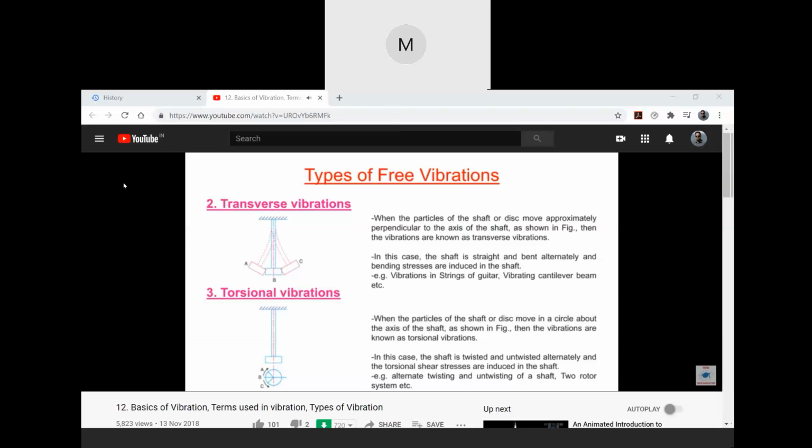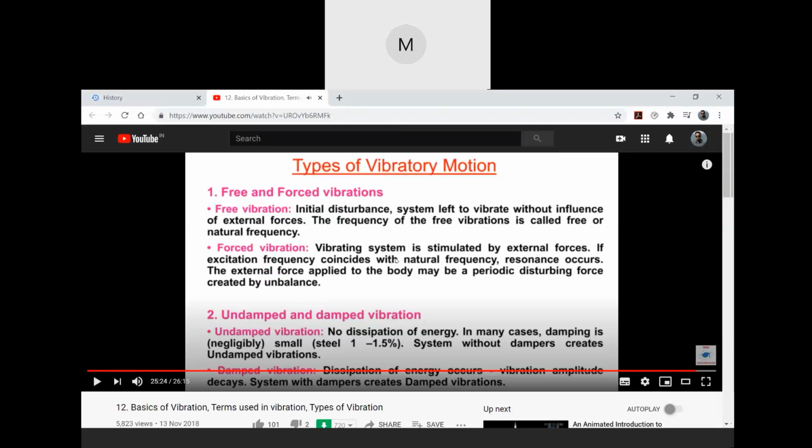What we have studied in today's lecture, we have studied some basics of vibration.